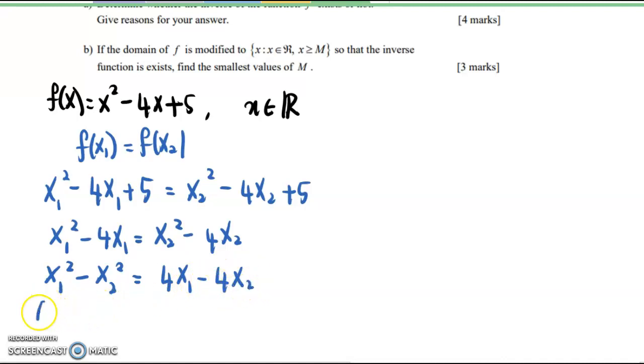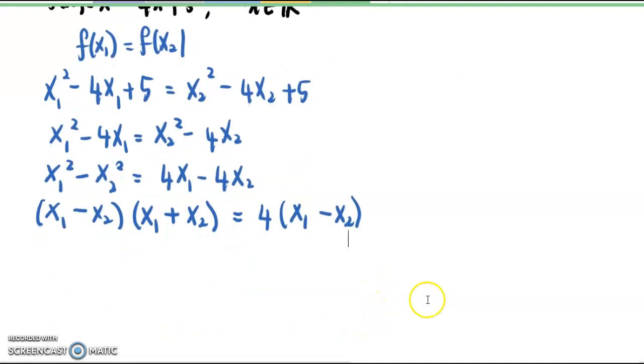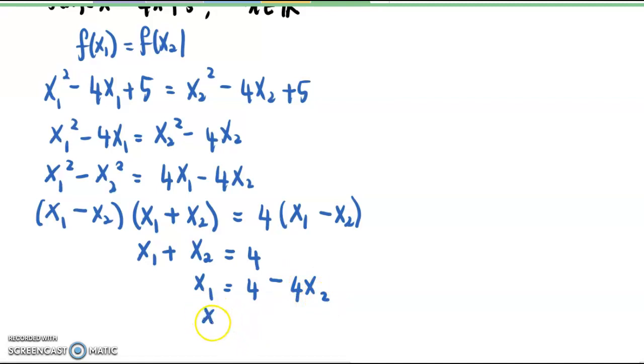So, we are going to factorize for the left hand side, x1 minus x2, x1 plus x2. Okay, for the right hand side, we are going to take out 4. So, x1 minus x2. And then we are going to cancel the factor x1 minus x2. So, left with x1 plus x2 equals to 4, means x1 equals to 4 minus x2. So, this means that x1 does not equal x2.